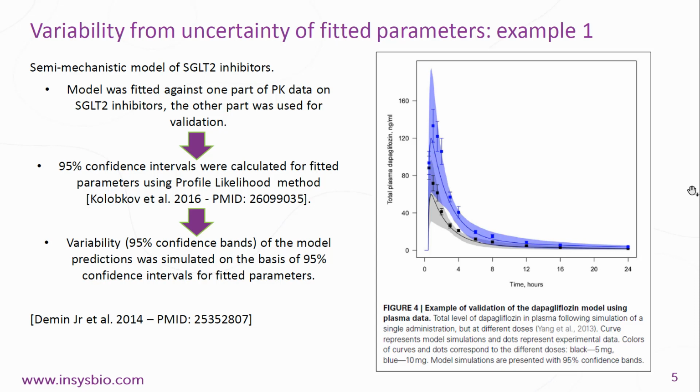And here is the first example. It is the semi-mechanistic model of SGLT2 inhibitors. In the framework of this model, we used part of the PK clinical data to fit the model parameters. And then we were able to identify 95% confidence intervals for these fitted parameters using profile likelihood methods. The second part of the clinical PK data was used to validate the model. So on the basis of the 95% confidence intervals, we simulate the 95% confidence bands for the model predictions and then compare it with clinical data. You can see an example of the validation on the right side of the slide.